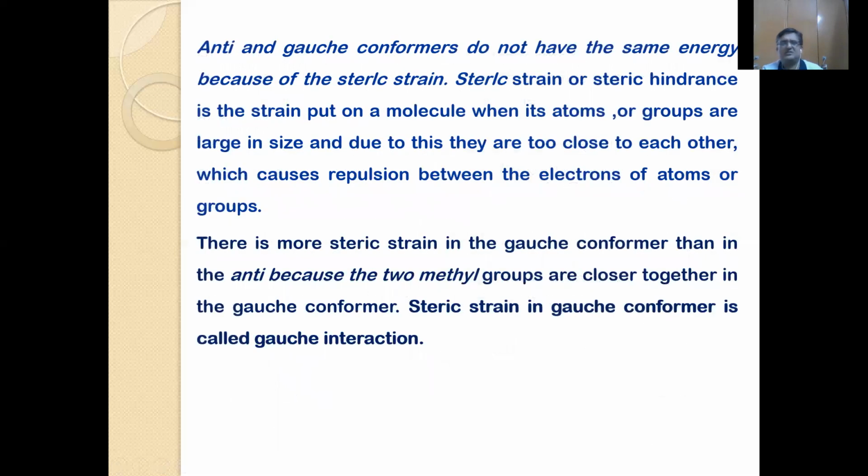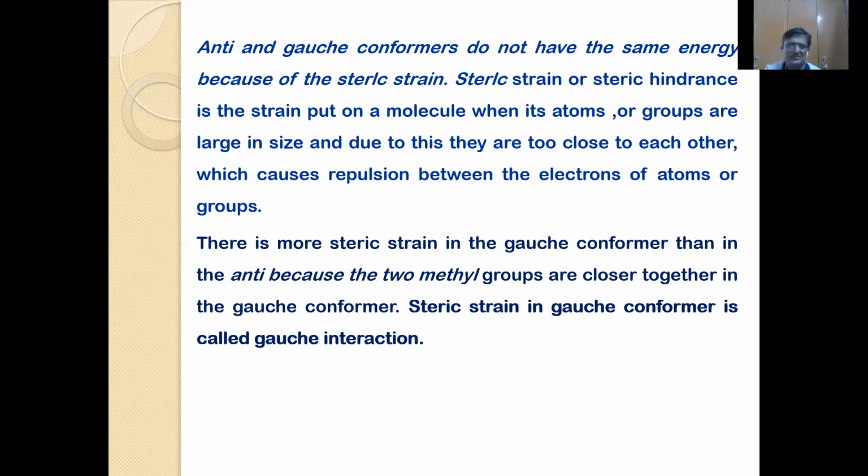Anti and gauche conformers do not have the same energy because of the steric strain. This factor is very important. Steric strain: two bulkier groups largely experience repulsion, that is nothing but the steric strain due to bulkier groups. Steric hindrance is the strain put on the molecule when its atoms or groups are large in size, and due to this they are too close to each other, which causes repulsion between the electrons of atoms or the groups.